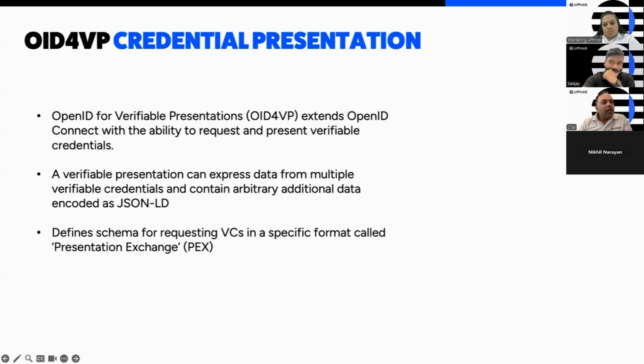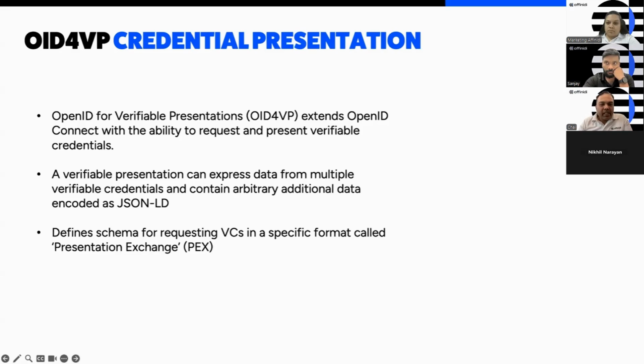So now we looked at OID4VCI, which is the issuance side of things. Let's spend some time discussing the presentation side of things, right? As mentioned before, for presentation, OpenID came up with a standard, OpenID for VP, OID4VP. But this is a new term, right? So what is a verifiable presentation?